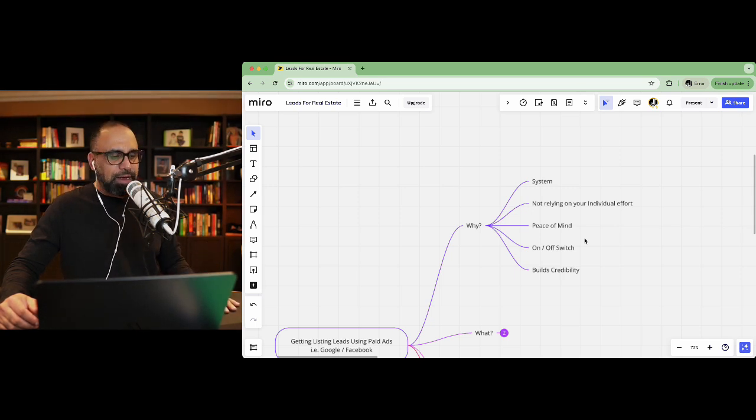So every day, when you have a system in place, it's kind of peace of mind, right? You know that the lead is going to come through. You don't have to worry about it. It's going to be very qualified. You're going to be speaking to people who are ready to convert. They're there, right? So it's an on and off switch.